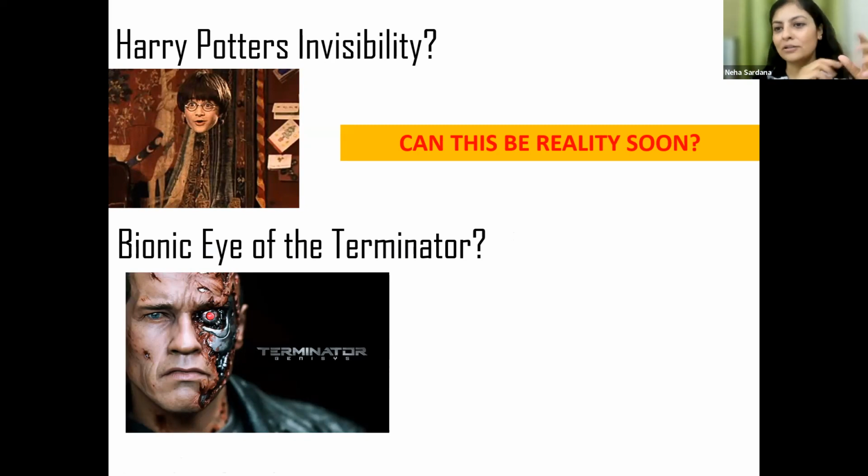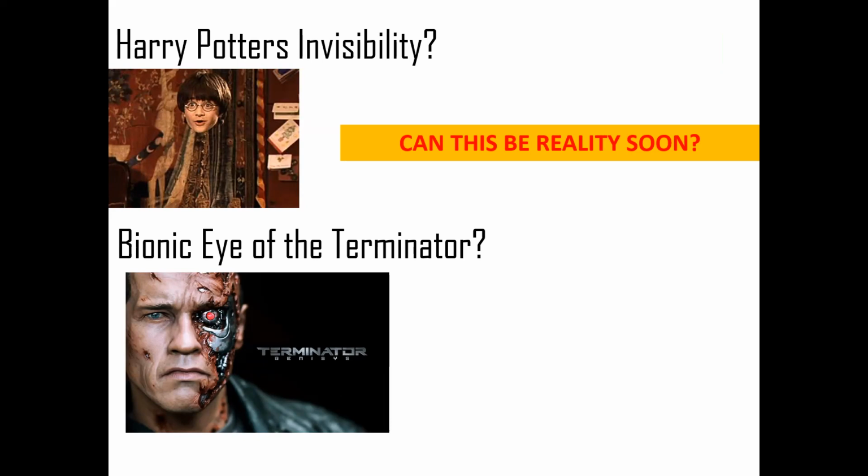So in the Harry Potter movie, you have a cloak that Harry Potter puts on his body and he's invisible, right? And the bionic eye of the Terminator can really focus on his target and exactly pinpoint where he's shooting. So do you think this can be reality or is it all fiction? What do you think? What is invisibility? Doable. Doable, but it is a very tough job for a scientist.